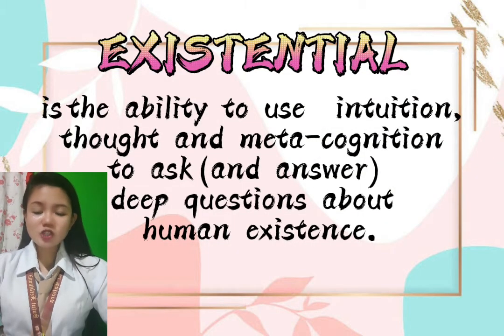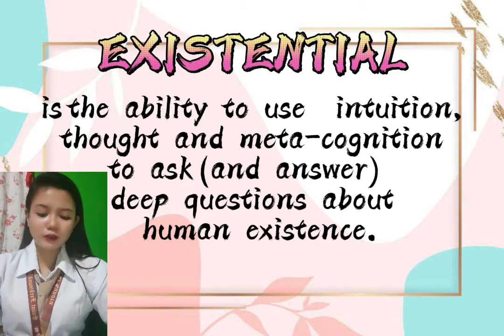And existential. Existential intelligence is the ability to use intuition, thought, and metacognition to ask and answer deep questions about human existence, such as the meaning of life, why do we die, and how we got here. Learning by seeing the big picture. What is my place in my life, in my family, in school, and in the community? This intelligence seeks the connection to the real world, understanding the application of new learning.